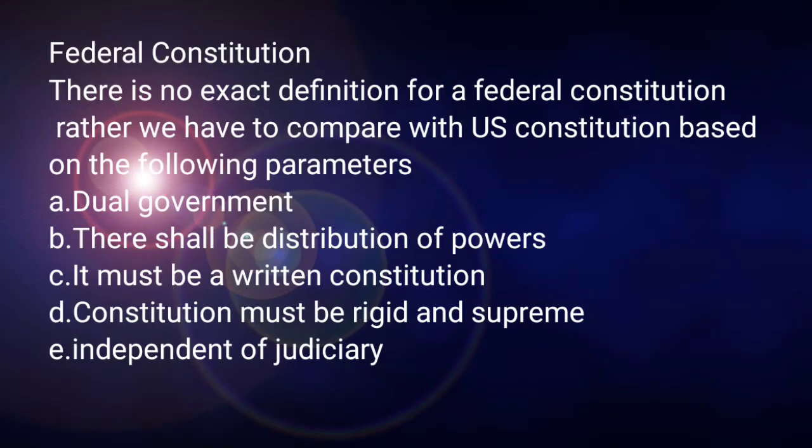Now let's understand what is a federal constitution. But here we have a difficulty. We can define written and unwritten constitutions. We can define evolved and enacted constitutions. Even we can define a unitary constitution. But defining a federal constitution is not possible. There is no clear definition for a federal constitution. Then how to understand what is a federal constitution?